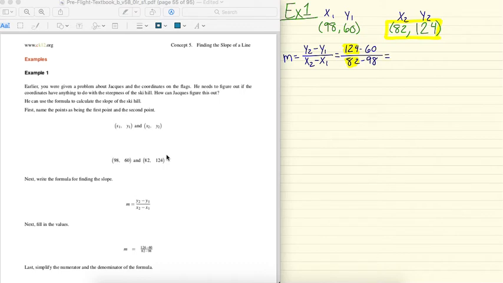So doing 124 minus 60 is 64. Doing 82 minus 98 is negative 16. And dividing those, we get negative 4. So that means our slope, or m, equals negative 4. So we know that this ski hill has a negative slope, so it's decreasing, so he's going downhill, and it's a slope of negative 4.